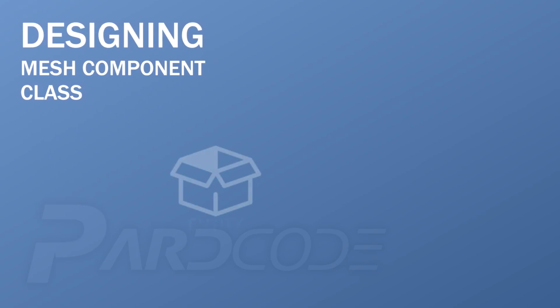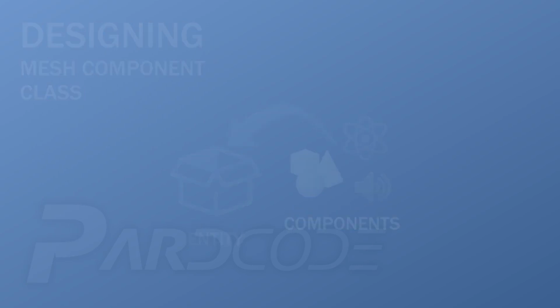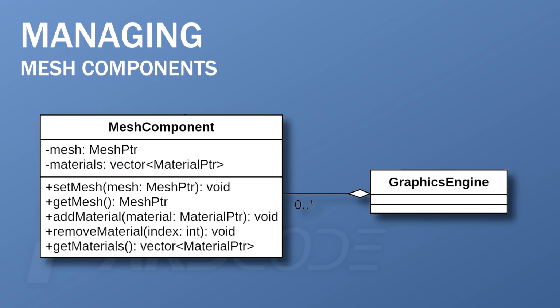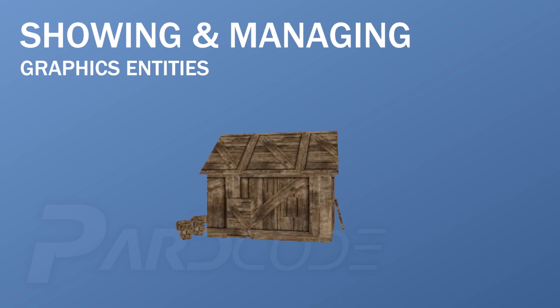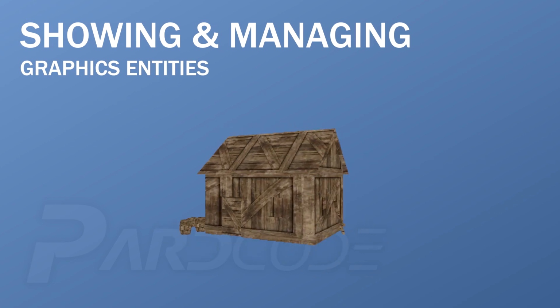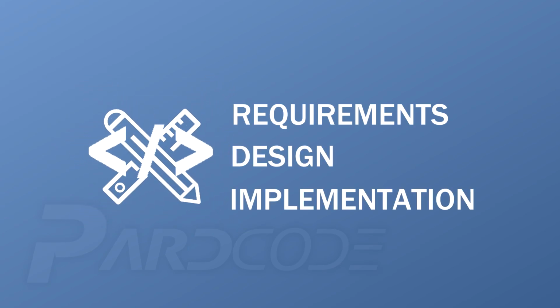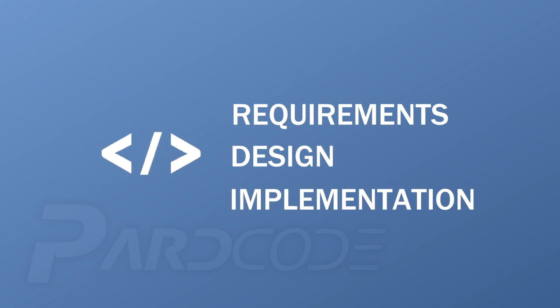In particular, we will see how to design and implement the mesh component class, how to handle the mesh components through the graphics engine, and in the end, we will see how to easily create and handle graphics entities in our game class. As always, we will face three main parts: requirements, design, and implementation of all the necessary things to create and manage the mesh components.